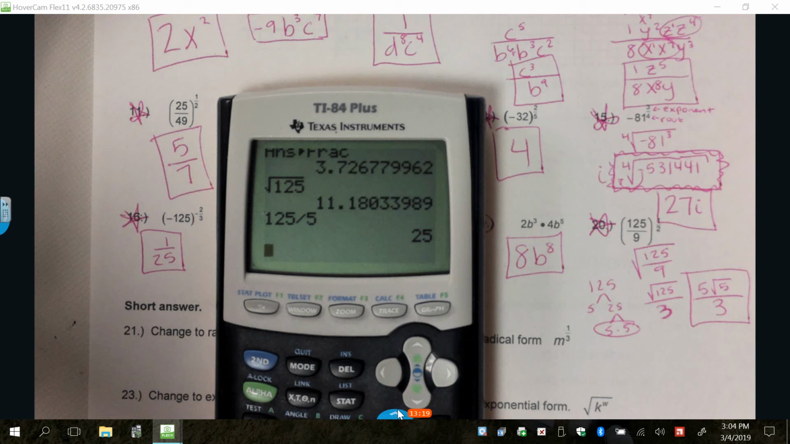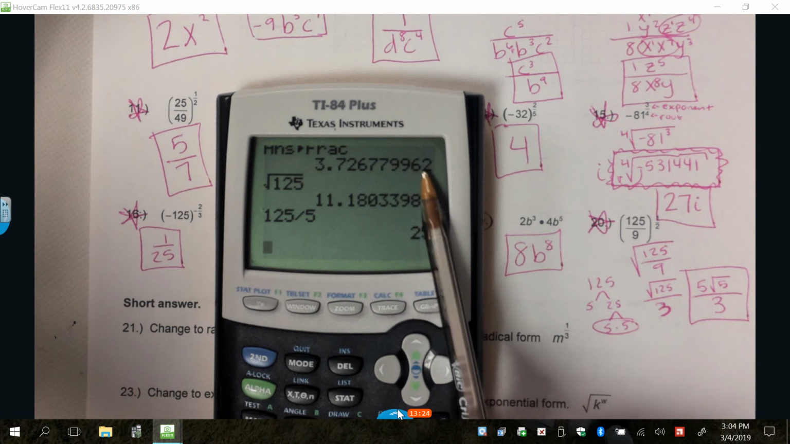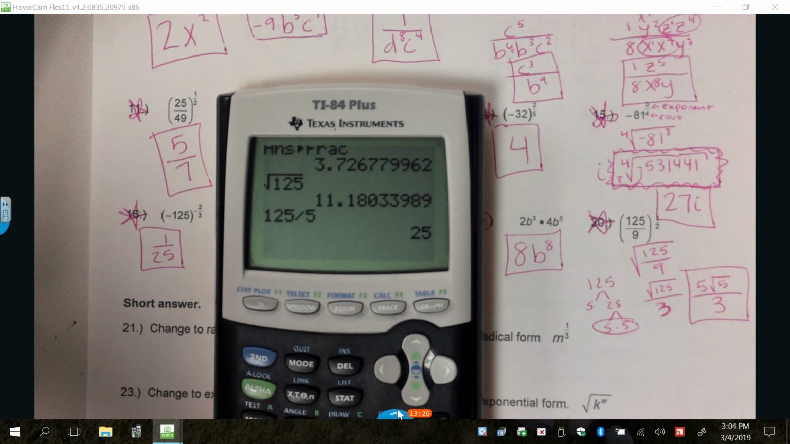So 15 and 20 are kind of hard, but you could have totally figured out the ugly fraction answer and then looked at your multiple choice answers and typed those in and seen which 2 ugly decimals match. Okay?